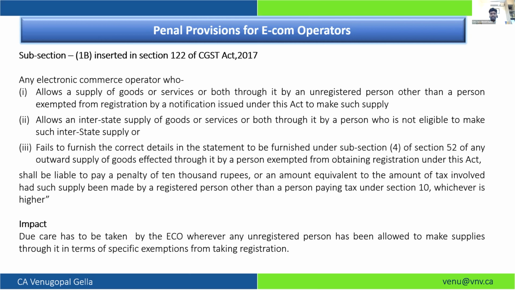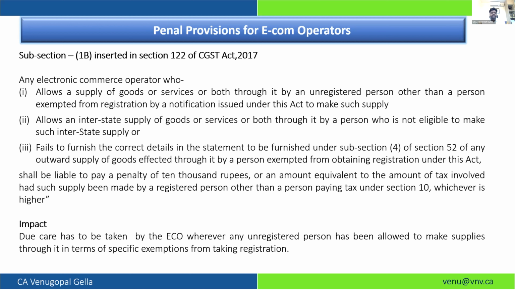of goods or services. So in the first slide, I discussed that a person who makes interstate supplies is not eligible to opt for the composition scheme. So if he allows any person to make interstate supplies who is not allowed to make interstate supplies, let's take an example: if Axel opted for the composition scheme, but he's making interstate supplies through the e-commerce operator. So the e-commerce operator has to check whether such supplier is allowed to make interstate supplies through the e-commerce platform. So if he allows any such person who is not eligible to make interstate supplies, then also he is liable under this section.